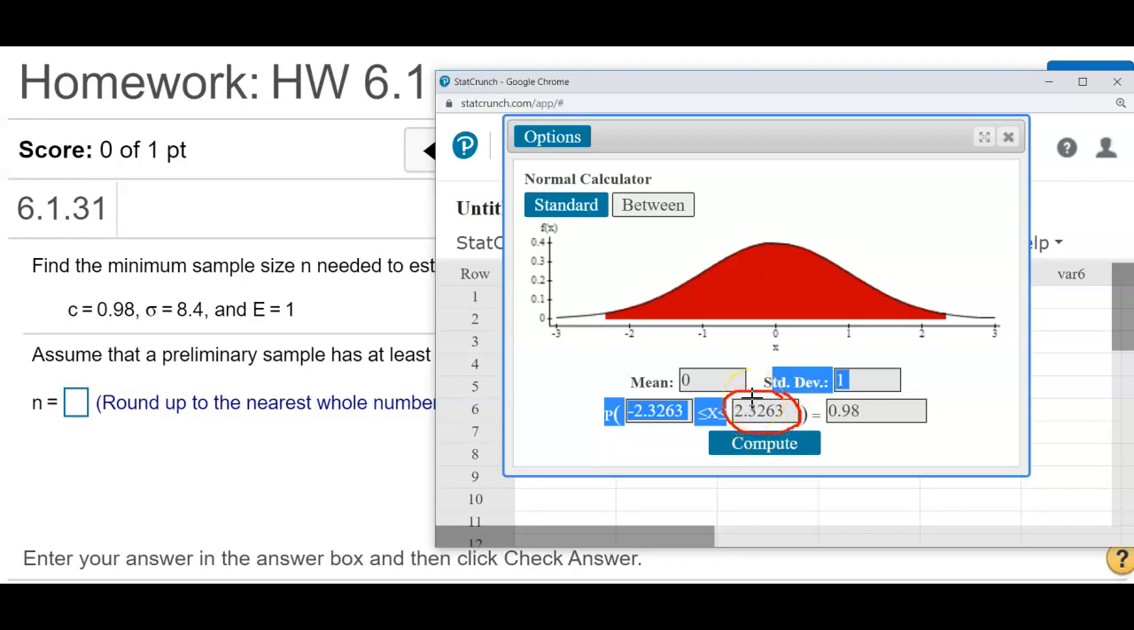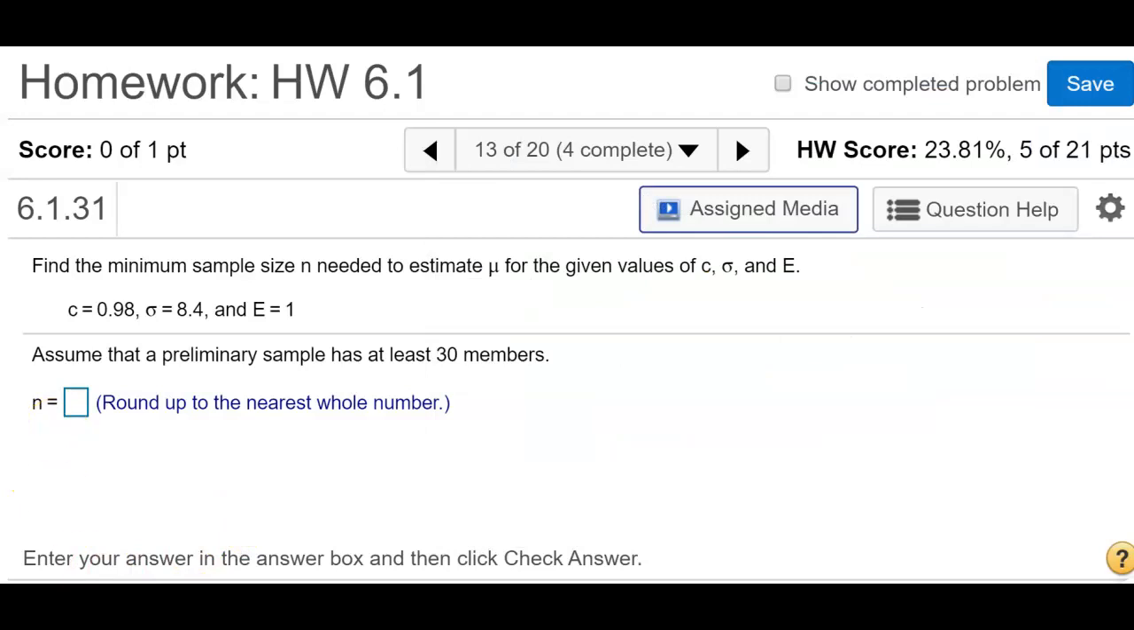Let me write that down before I forget. I'm using a pen and paper here too. I'm solving the problems while I record it. So it's 2.3263. Okay, so I'm going to unclick this one. Remember how I found my Z value? I went to StatCrunch, calculators, normal, between. So I got my ZC.